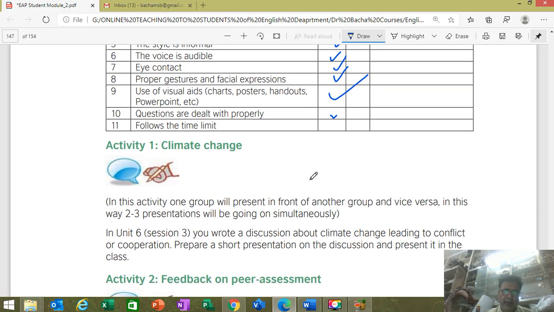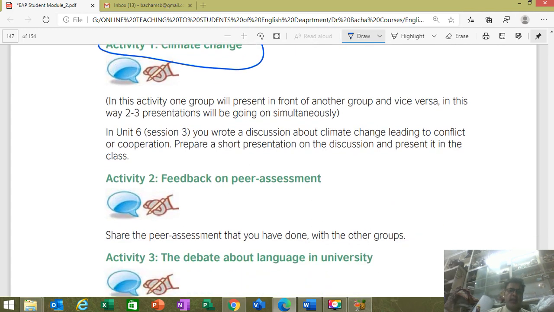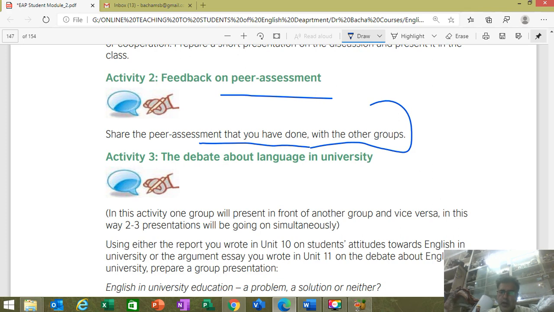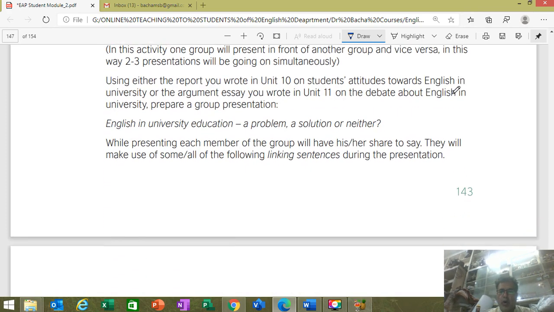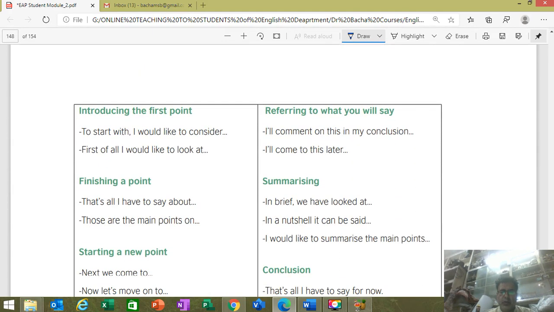For example, we have this activity, climate change. In this activity, obviously, you can talk in front of the group, for example, give a presentation. But anyhow, I'll be giving you some more presentations properly. A presentation would be there, and feedback on the peer assessment. Share the peer assessment that you have done with the other groups, and these are all the exercises you are supposed to do. So I hope that you are getting it.